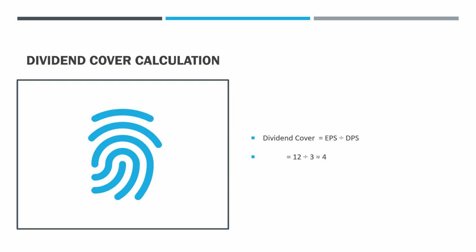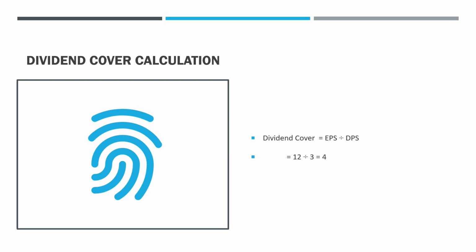Now we can calculate the dividend cover ratio by dividing EPS or earnings per share of 12 cents with dividend per share of 3 cents. So the dividend cover is 4 in this case because EPS is 12 cents, whereas dividend per share is 3 cents. 12 divided by 3 is equal to 4. This implies that Lilydale can pay its dividend 4 times its current earnings.